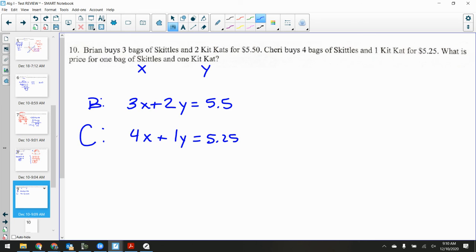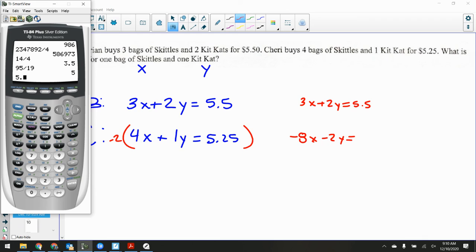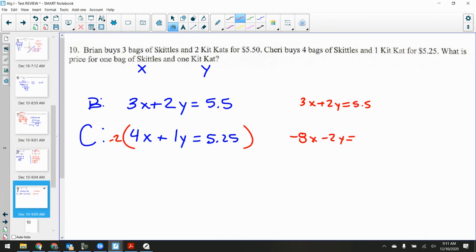Honestly, the easiest way to solve, in my opinion, multiply the bottom by negative 2. I don't want to start solving for y. No thanks. So the top remains the same. 3x plus 2y is equal to 5.5. The bottom becomes negative 8x minus 2y. And then I've got 5.25 times negative 2. So negative 10.5, right?